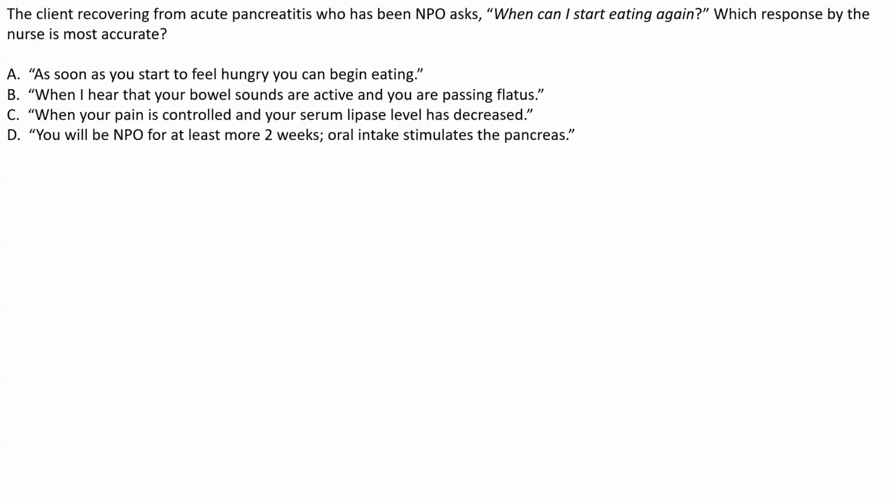And there is no specific time for how many days or how many weeks a patient should be NPO. It's very specific to the patient's health status, disease process, complications, and how the patient responds to treatment. So there is no specific time for how long a patient should be NPO as part of the therapeutic management. So D can easily be excluded. So the answer is C. Yes.